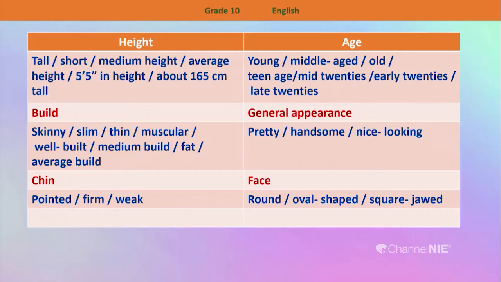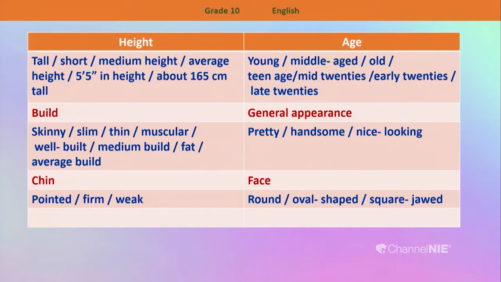Right. Now let us discuss in detail what features we can use in describing people. When we talk about height, children, this is the vocabulary that you want to know when you are describing people. Yes, there are many words you can use in your writing. Tall, short, medium height, average height, 5 feet 5 inches in height, about 165 centimeters tall.